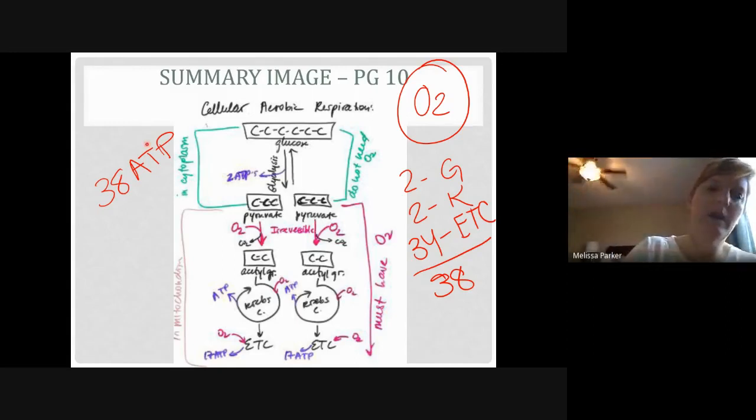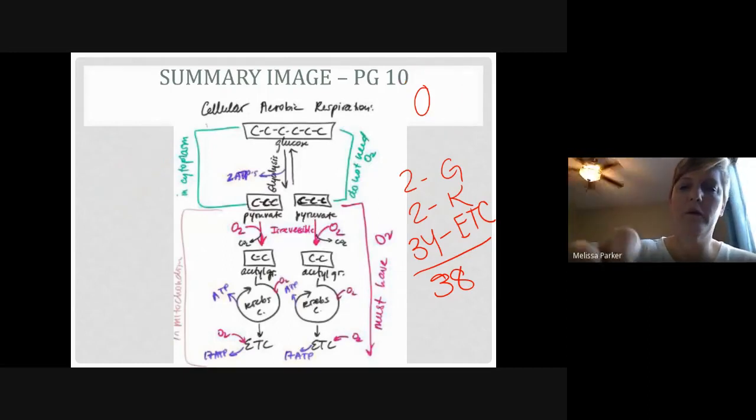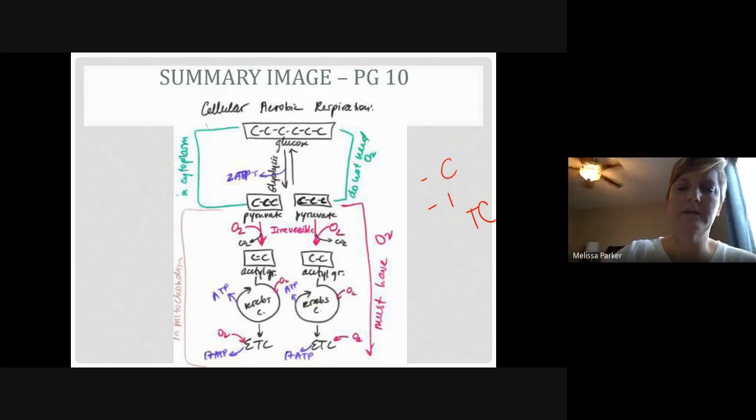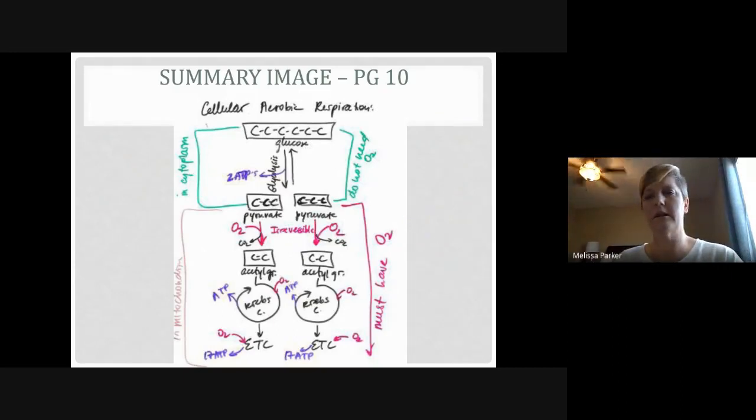All right, the reason I'm going over all of this right now is because we're going to start talking about aerobic cellular respiration, which is what we're talking about now. So when you're working out, for example, you have to create energy for your body.